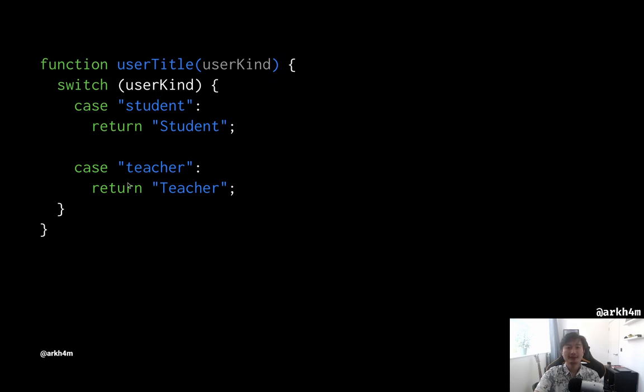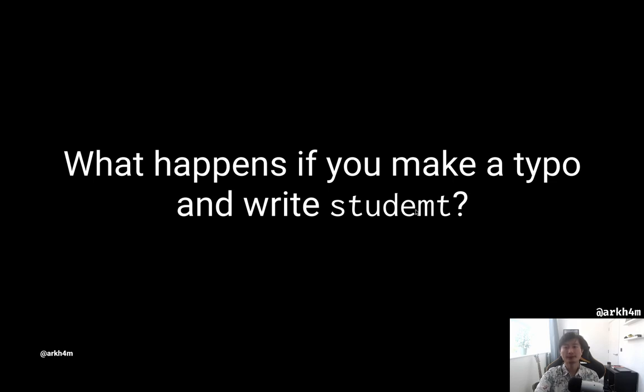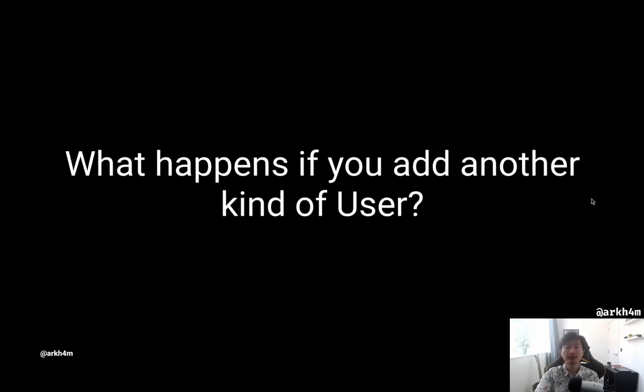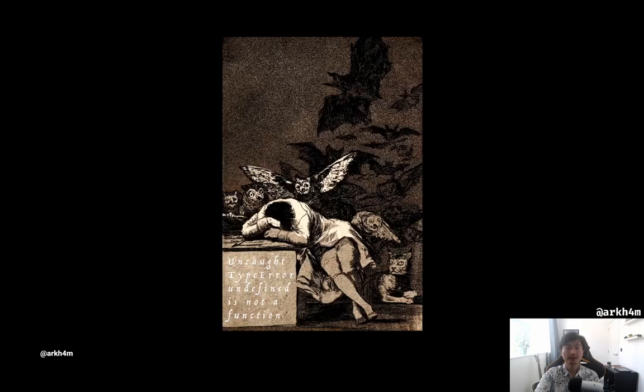But when I write a function like this, there's no guarantee that it's actually going to be these values. I have to be very careful to pass exactly these values to this function, right? For example, if you make a little typo and write student with an M, or what happens when you add another kind of user, you want to add the admin user, right?